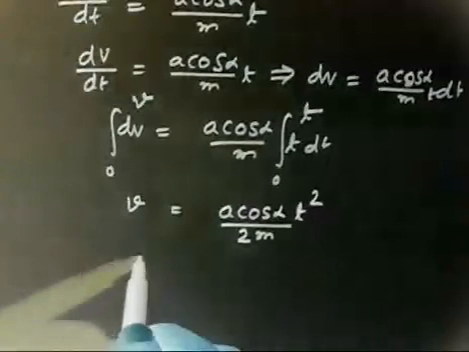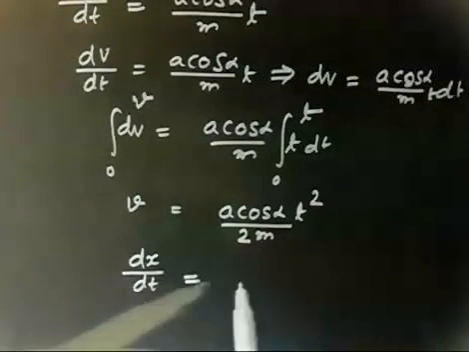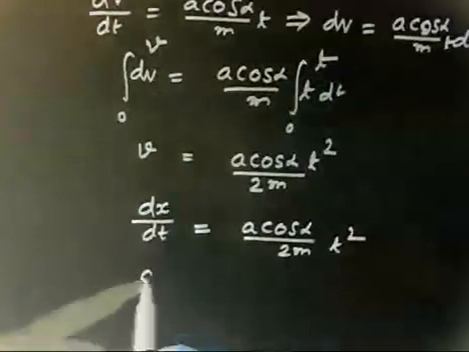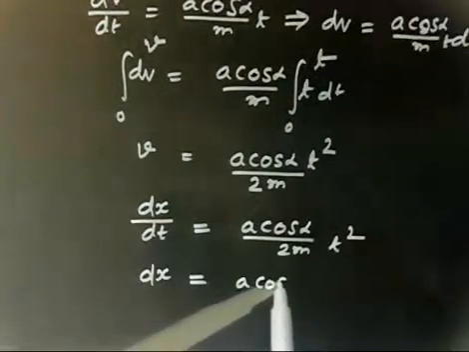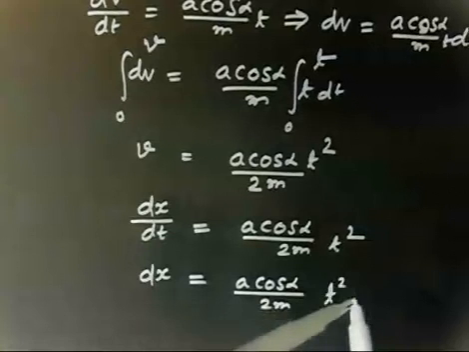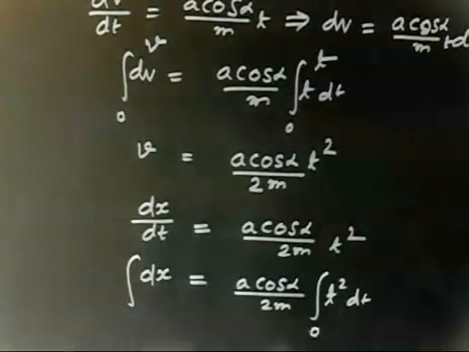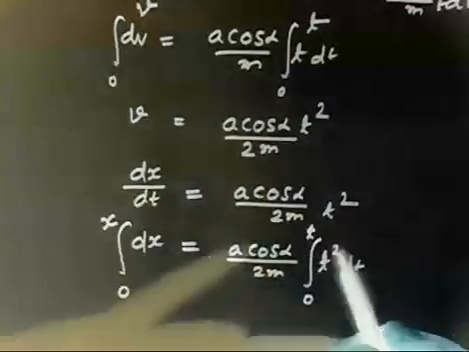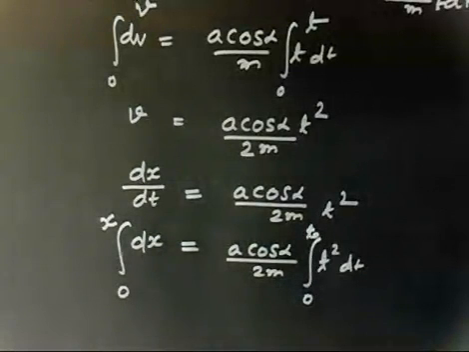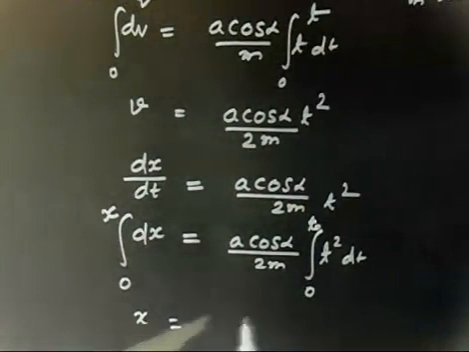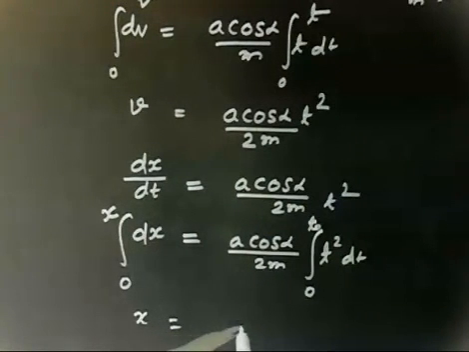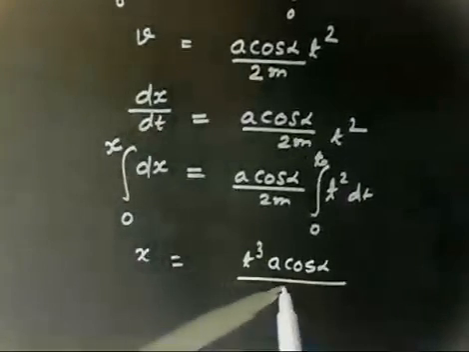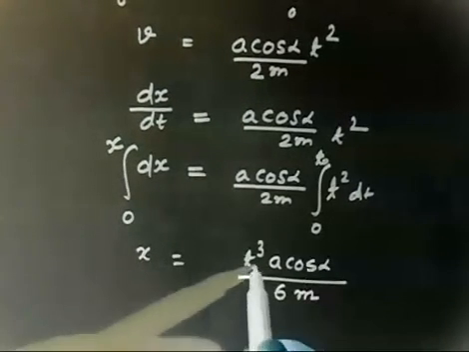Now again I can write v is dx by dt. So I have to integrate a cos alpha by 2m into t square. If I do integration once again, dx is equal to a cos alpha by 2m t square dt. At t equals 0, x is equal to 0, and at t equals t, x equals x, that we have to find. So t goes to t naught. What is the distance traveled? So x is equal to t cube by 3, so this is simply 6. So t cube a cos alpha, a cos alpha by 3 into 2, 6m. Are you getting? And this is t naught.